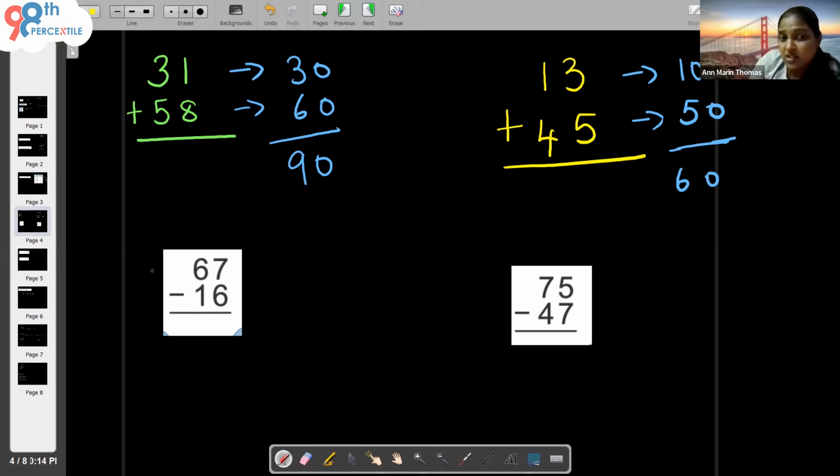Now my question is, if you had a subtraction question given like this, you have to round it to the nearest 10 and then subtract. So 67, the nearest 10 would be 70. Excellent. And the nearest 10 to the number 16 would be?